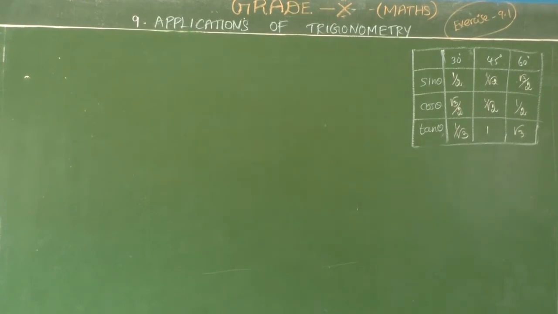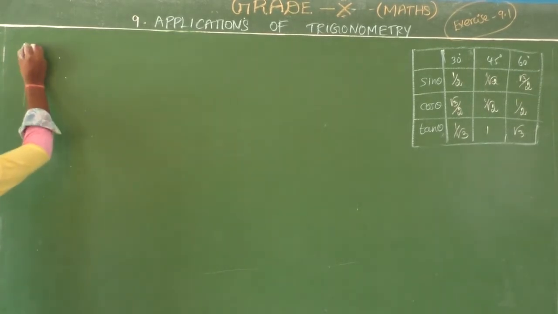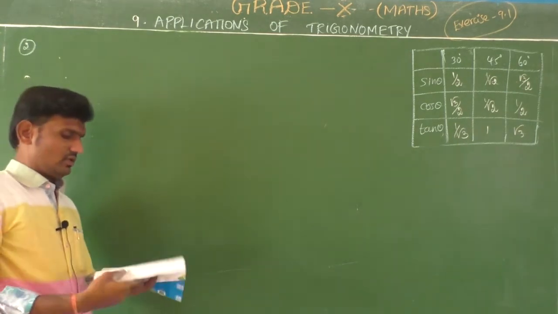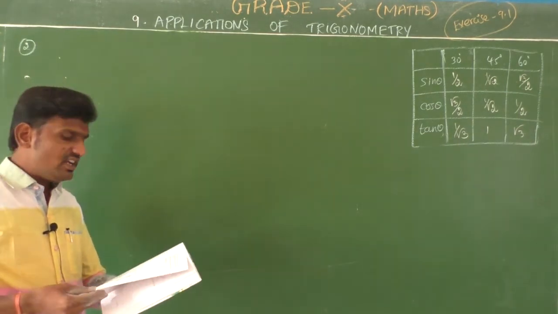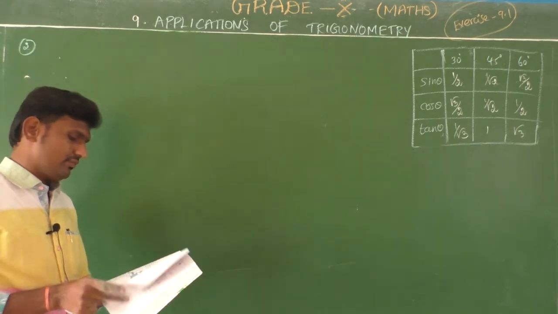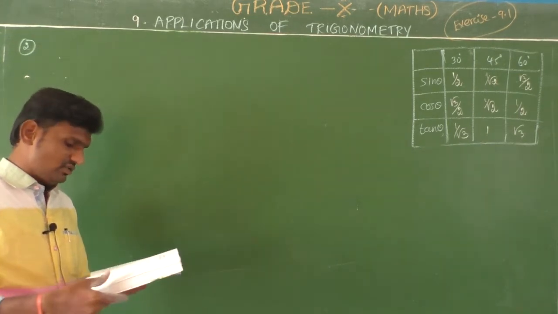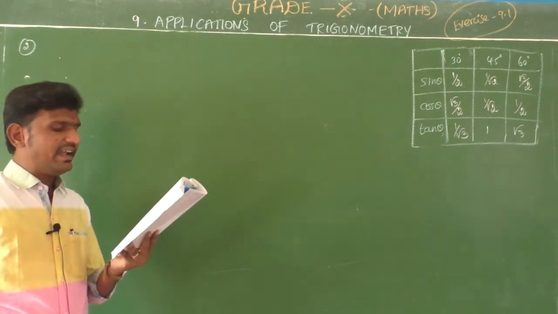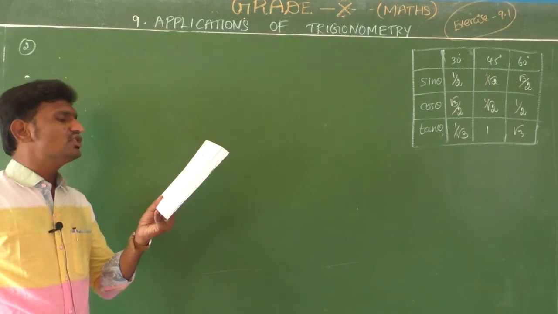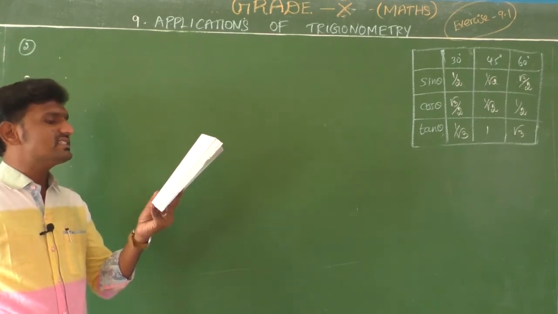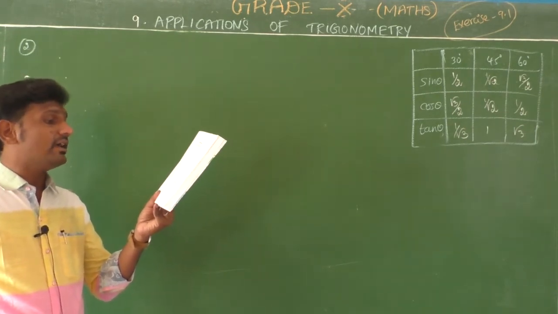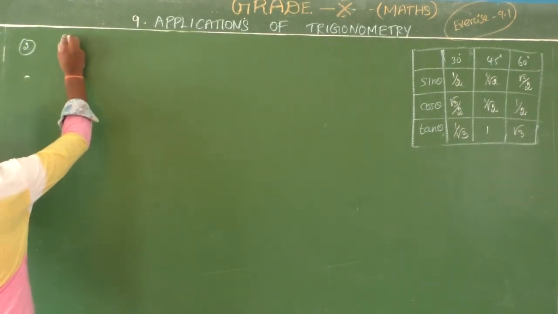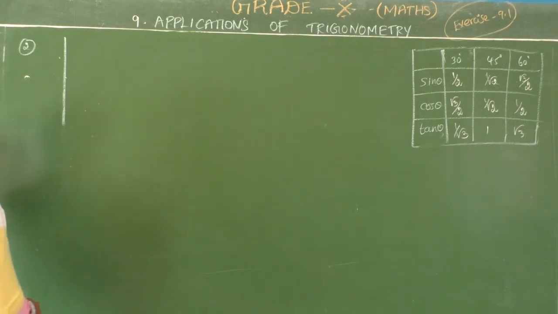So the next question, question number 2 in that exercise, is also the same pattern as the previous one. I am reading the question. Listen carefully, all of you. A tree breaks due to the storm, and the broken part bends so that the top of the tree touches the ground, making an angle of 30 degrees with it. See, one tree is like that.